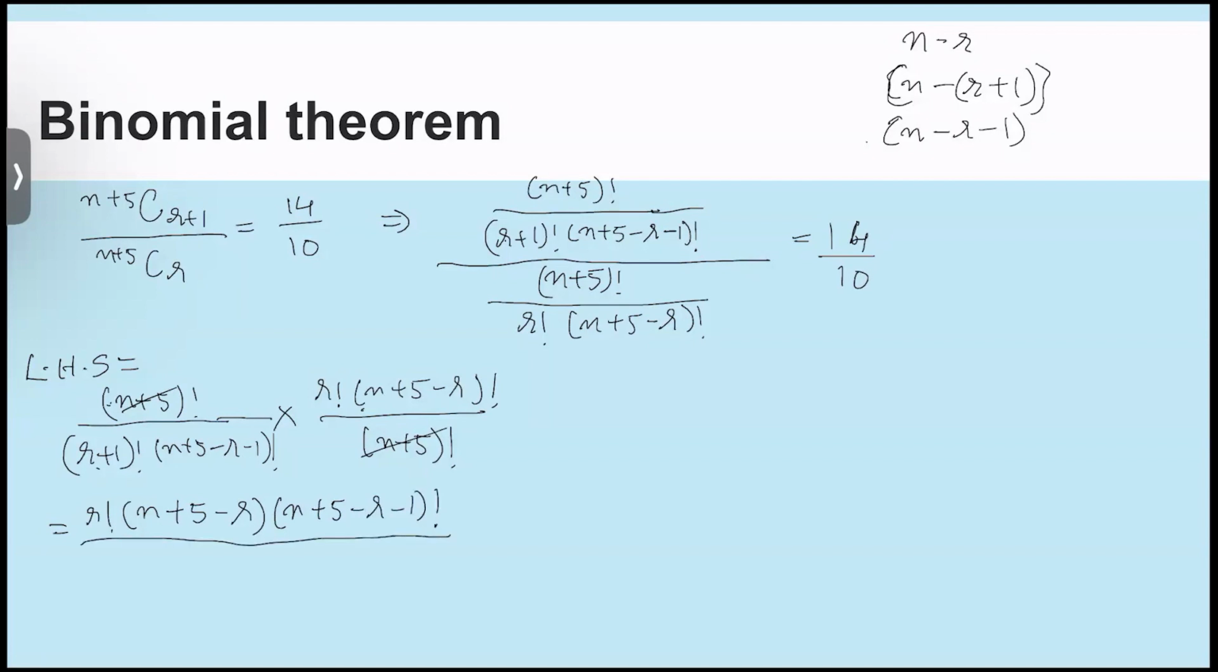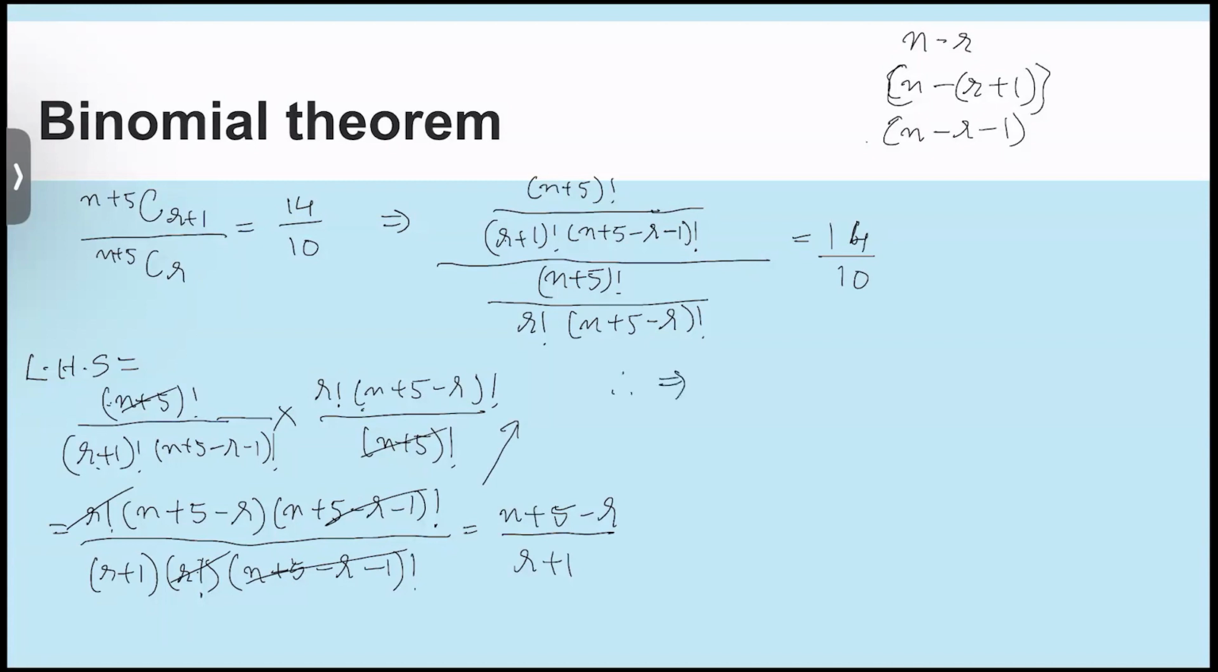Divided by, so you have r plus 1, you expand that. So you have r plus 1 and then again r plus 1 minus 1 as we go into the factorial form. So that would be r factorial itself. And then you have n plus 5 minus r minus 1 factorial. So this will get cancelled and r factorial gets cancelled. So the LHS part comes down to n plus 5 minus r upon r plus 1. So you input this over here.